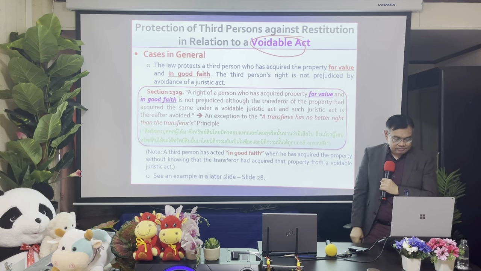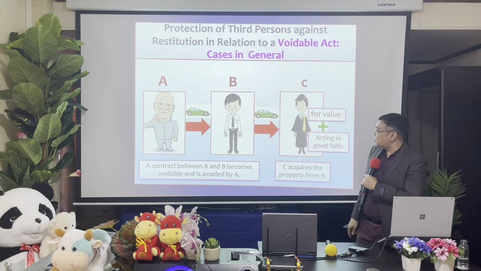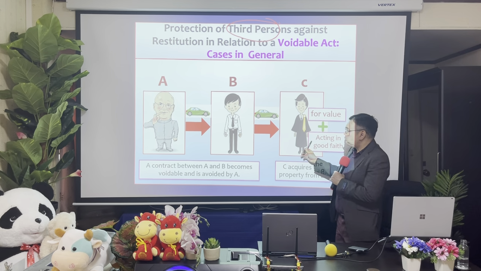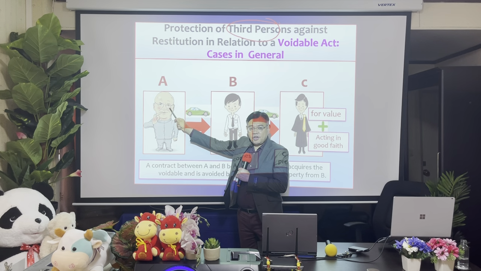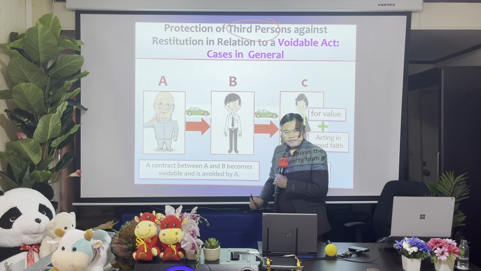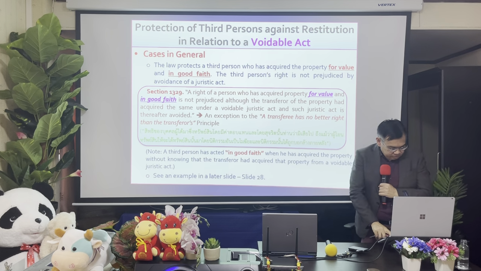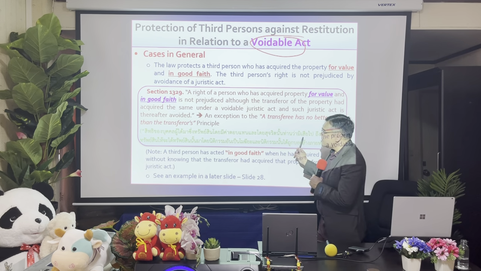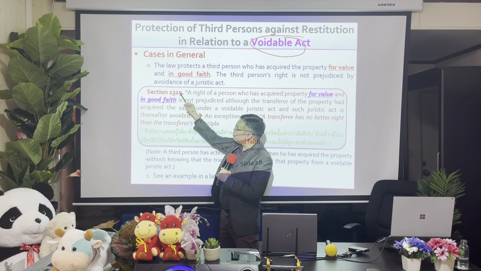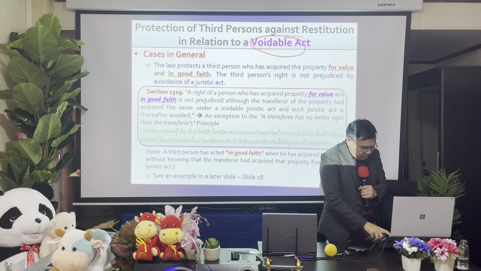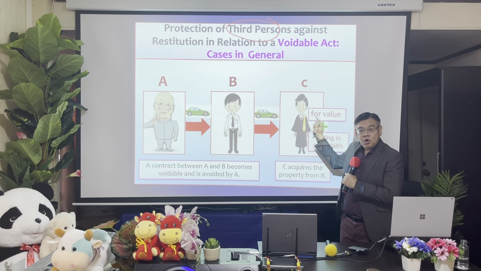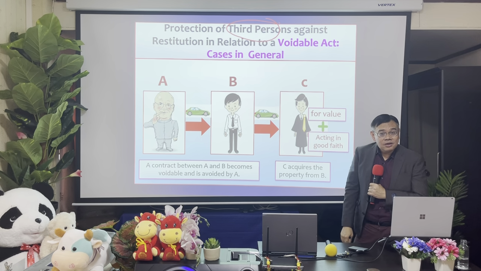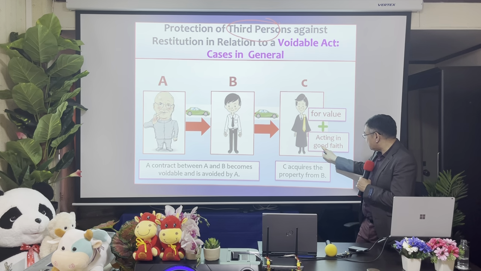In this case, the law has also some concern for a third person, a person who is not a party to the juristic act between A and B. What the law says is contained in section 1329. Section 1329 will protect a third person when the third person has received the property for value, and when the third person has acted in good faith.